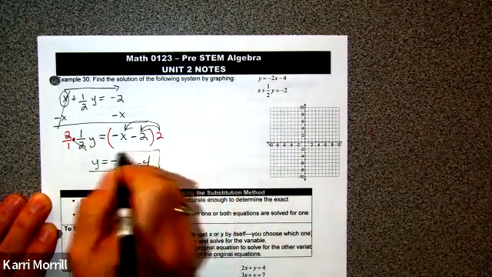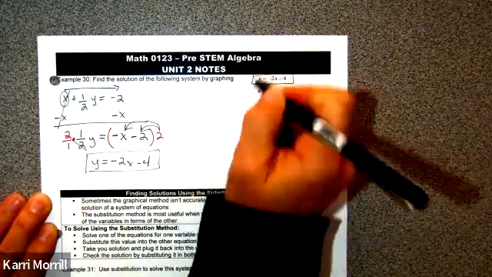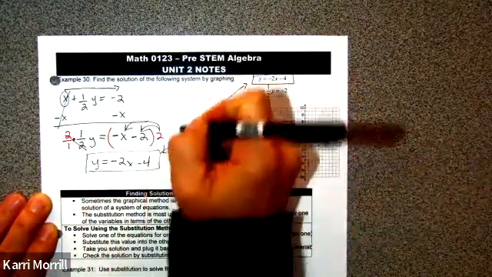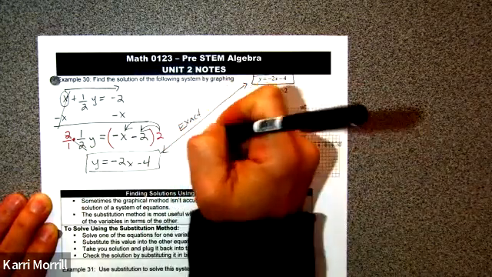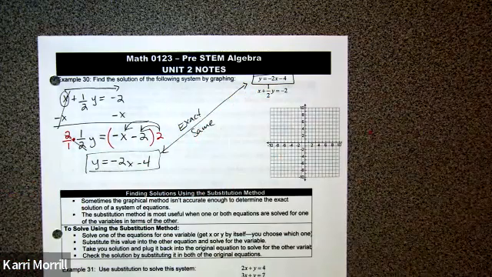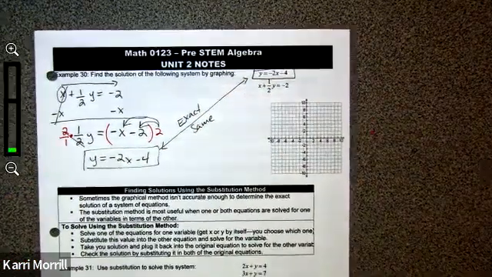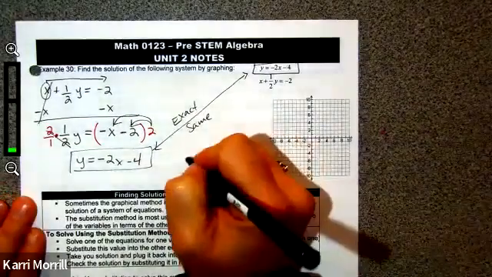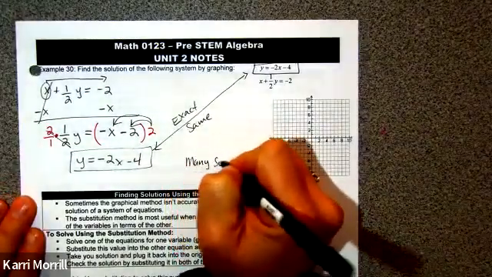So what do you notice about this equation and this equation? Right, they are the exact same. So what this means is it's the same line, they share all points. So it would be infinitely many solutions. So I usually just write many solutions.